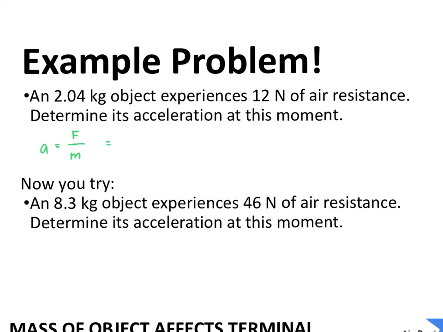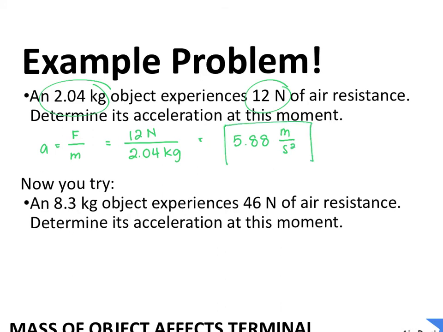So to do that, I'm going to put my force, which is my 12 newtons, on the top, divided by my mass of 2.04 kilograms. So in your calculator, you're going to take 12 divided by 2.04, and it gives you about 5.88. And with your acceleration, your unit should be meters per second squared, and that's your final answer.